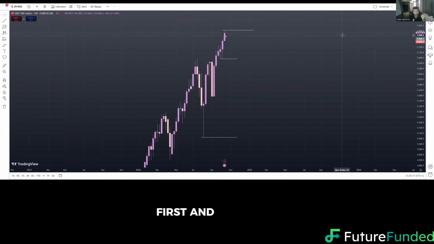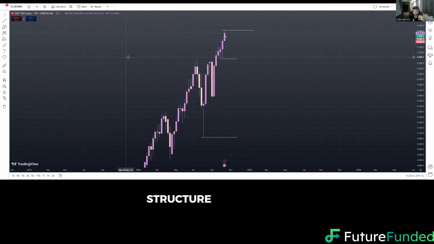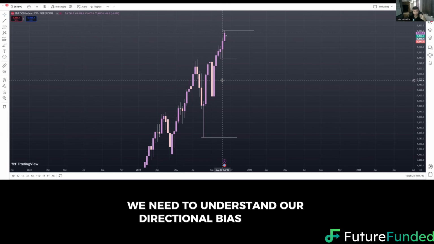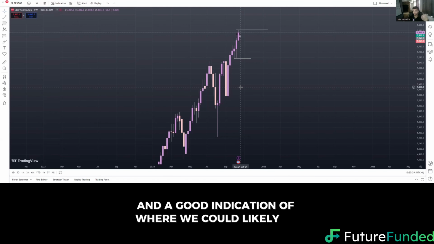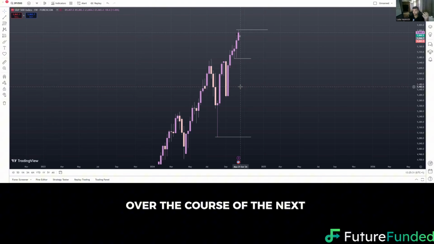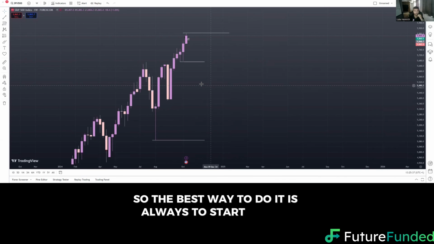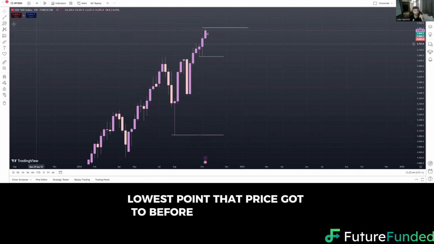So first and foremost, the first key element we need to understand is the higher time frame structure. We need to understand what's actually moving the market. We need to understand our directional bias overall, as it gives us a good picture and a good indication of where we could likely go over the course of the next 2-3 weeks, give or take maybe even a month and so forth. So the best way to do it is always to start on the weekly time frame. For my strategy, I look at where is the lowest point that price got to before we took out the high.